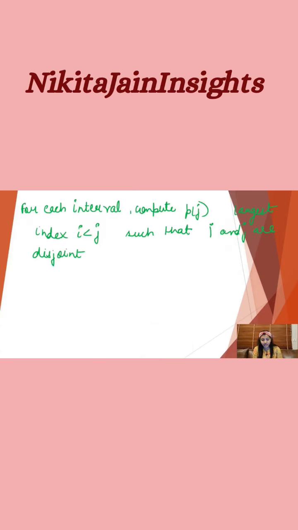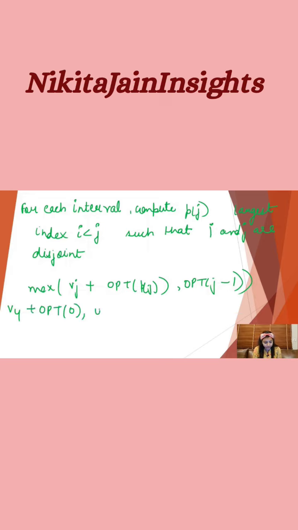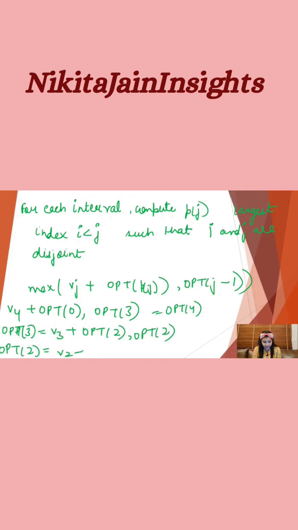Now for the dynamic programming solution, we have to calculate the maximum value of the jobs that are selected, opt of J. Whatever is the maximum value from this, we select that as part of our solution. So let's calculate all these values. We begin with job 4. V of 4 plus opt of P of 4, which is opt of 0, and opt of 3. Then for opt of 3, we calculate the maximum out of these. Then opt of 2 is V of 2 plus opt of 1. Then we have opt of 1 and opt of 0.